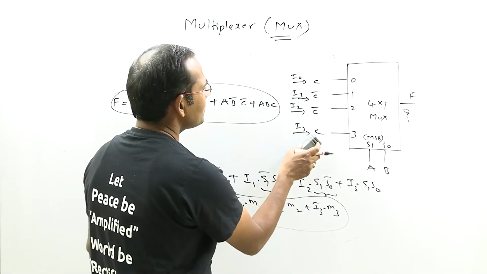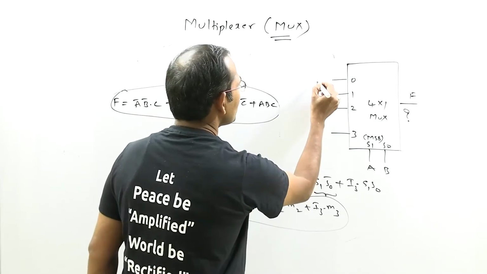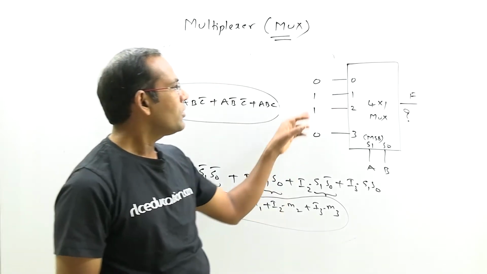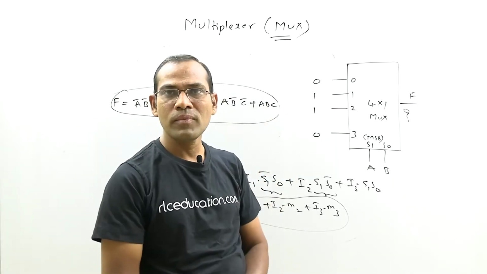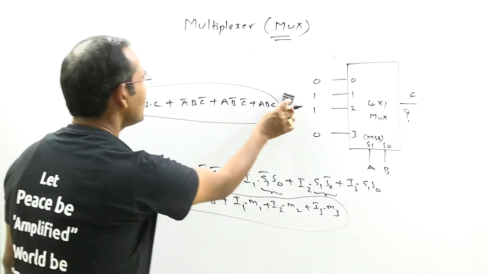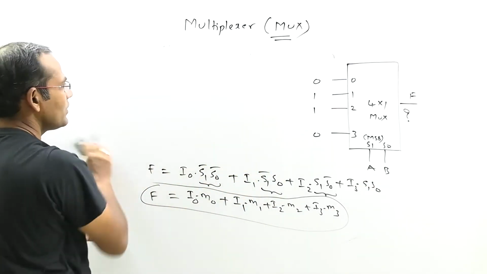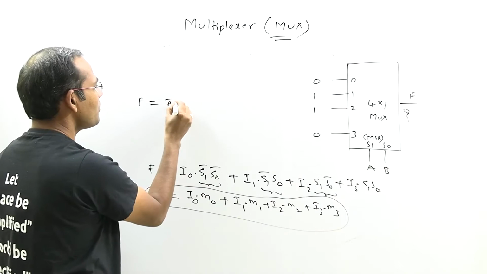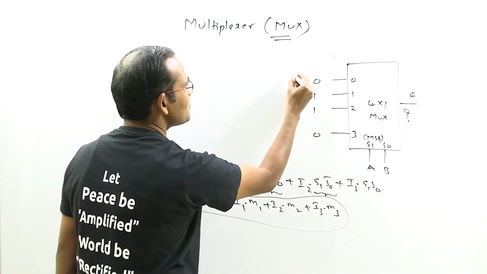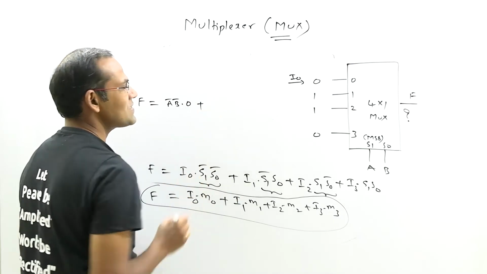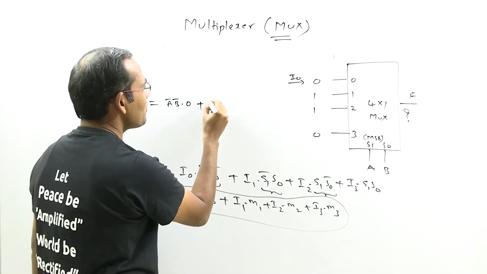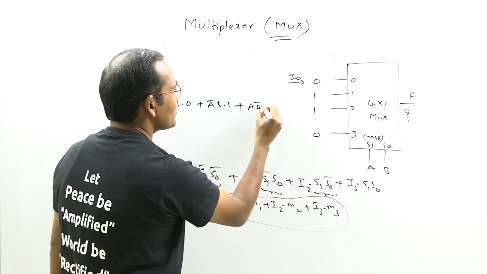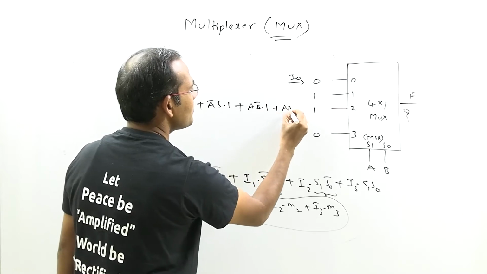We'll see one more example. Suppose the inputs are given like this: the inputs are 0, 1, 1, 0. Selection is AB. Then the expression is: first write minterm 0. Minterm 0 is A bar B bar, and input 0 is 0. Plus, next minterm is A bar B, input is 1. Next minterm is AB bar, input is 1. Next minterm is AB, input is 0.